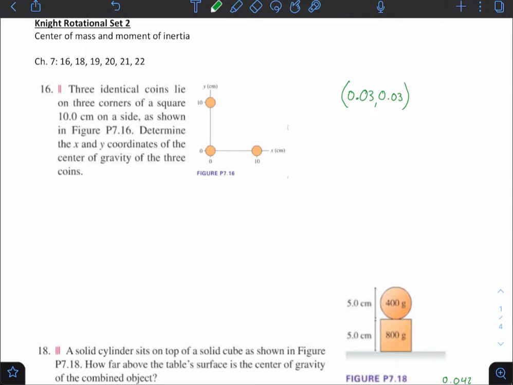All right, let's jump right into night rotational set 2. And I always think it's a good idea to remind you that you can pause at any point and see if you can finish the problem from where I am, or zoom through and just see how I did it.